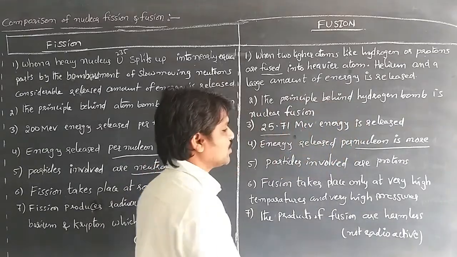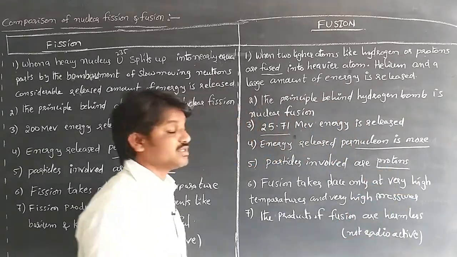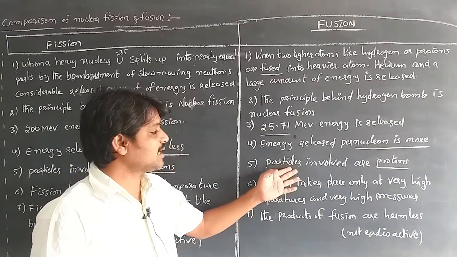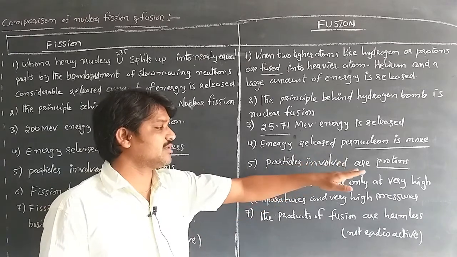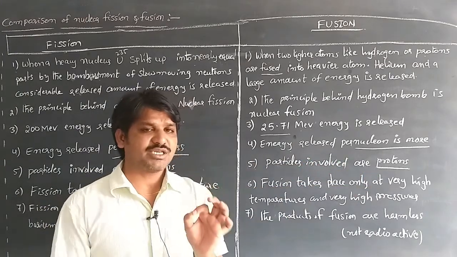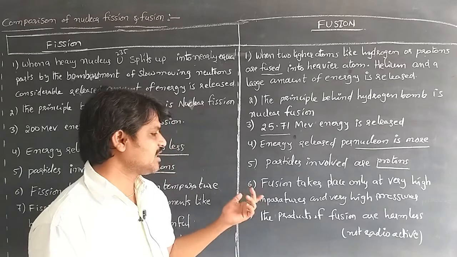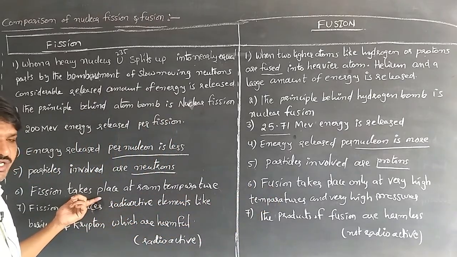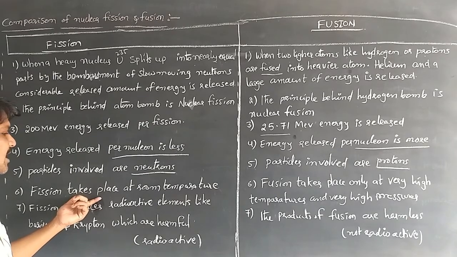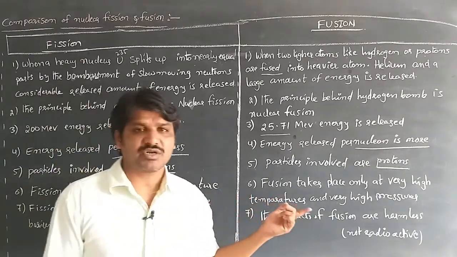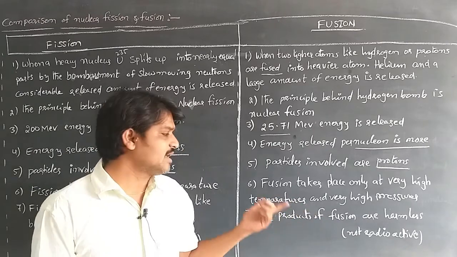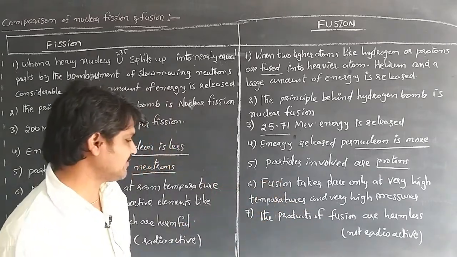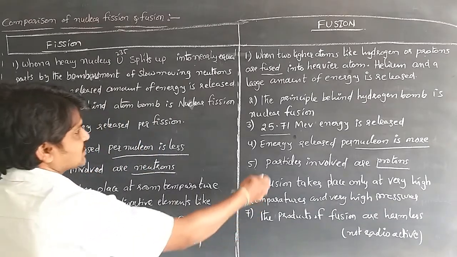In fusion, protons are positively charged particles which can ionize the atmosphere more, which is why the energy released is more. Fission takes place at room temperature and pressure, whereas fusion does not. Fusion takes place only at very high temperatures and very high pressures.